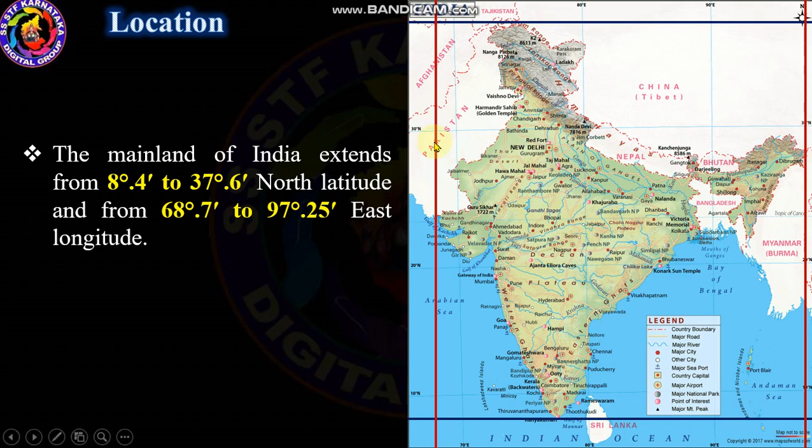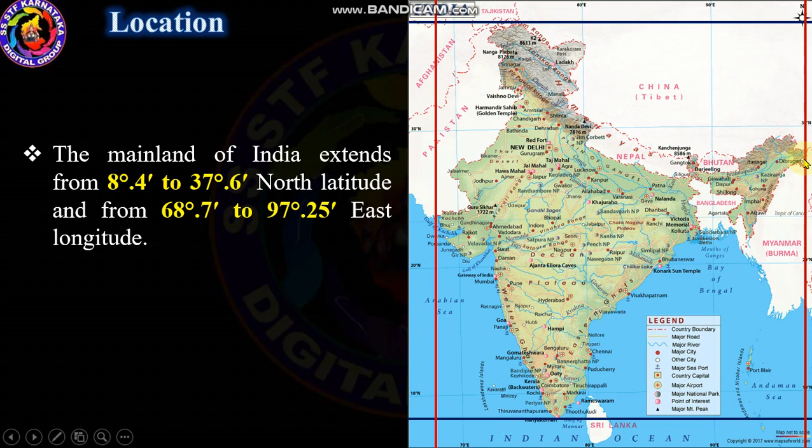Longitudinal extent. India extends from 68 degree 7 minutes east longitude to 97 degree 25 minutes east longitude. 68 degree 7 minutes longitude touches Guhar Mota of Sir Creek in Gujarat in the west, and Kibithu of Arunachal Pradesh is the easternmost point of India.